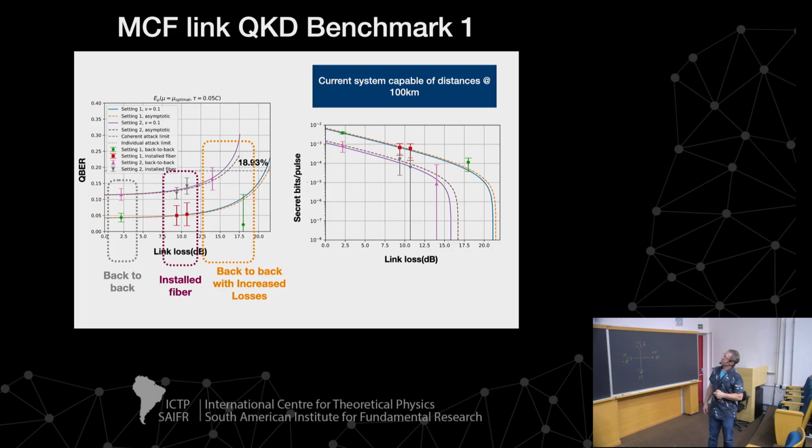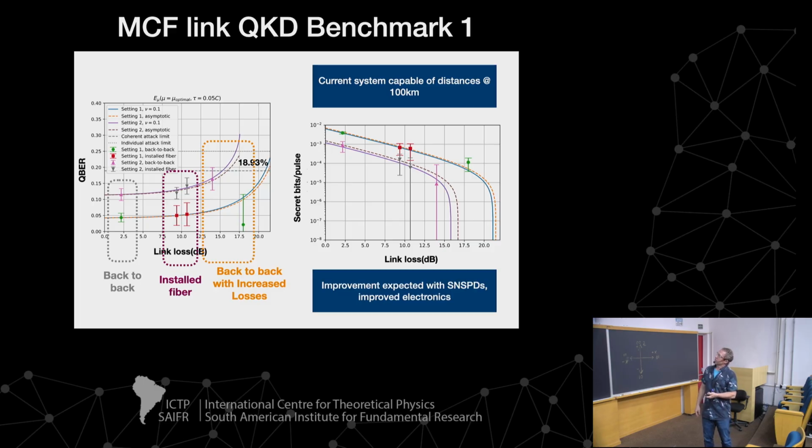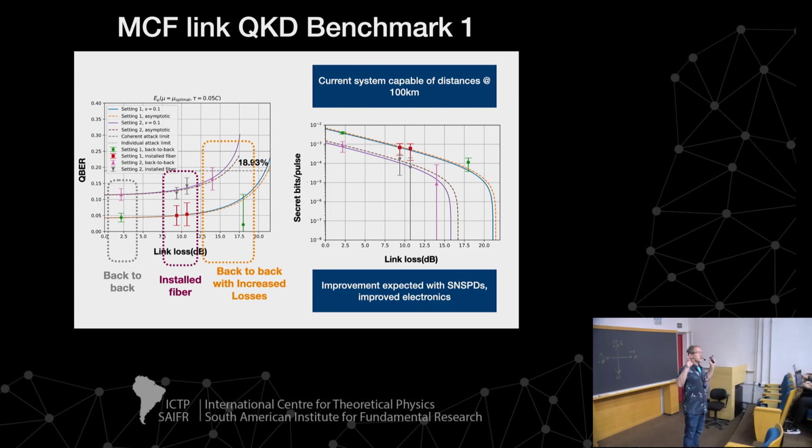But the benchmark we wanted to do is, how far of a distance will our system allow? We can see that in a perfect situation where we have low losses in our fiber, we could go around 100 kilometers, which is more or less this 20 dB of loss here, corresponding to about 100 kilometers of propagation in a fiber. Part of the reason the secret bits per pulse is so low is because we have these crappy detectors with very low efficiency.